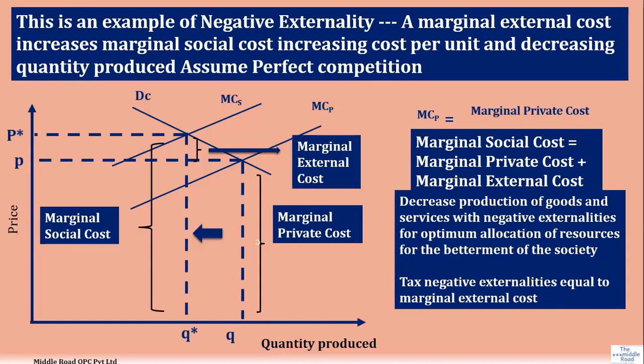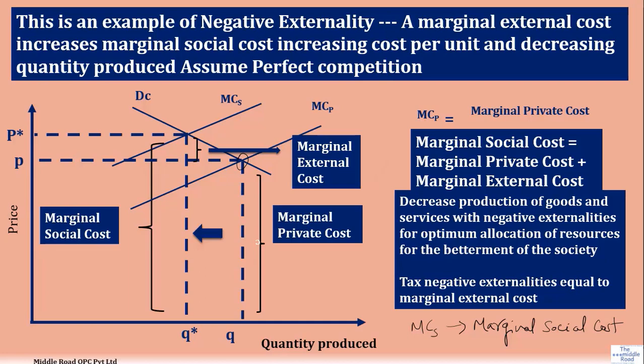See, the marginal private cost plus the marginal external cost increases the price. The price moves from P to P dash, which I've put as P star. The increase in the price reduces the quantity. So the quantity shifts from Q to Q star. The meaning is that as the externality comes in, a negative externality, it is optimal to decrease the production of goods and services. Usually the tax you are going to put in to negate the negative externality will be equal to the marginal external cost.